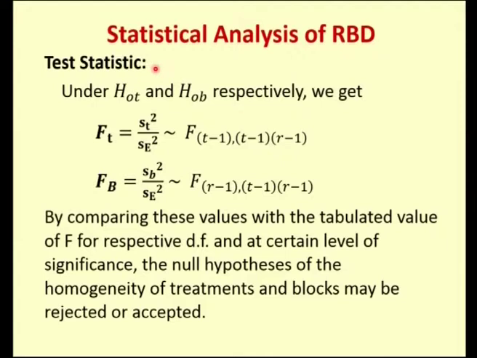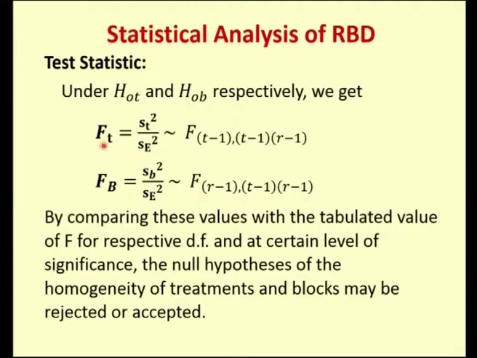and the test statistic under H naught, that is to test whether the blocks are homogeneous or the treatments are homogeneous, we have the test statistic F_t, which is equal to mean sum of squares due to treatments divided by mean sum of squares due to error, and it follows F distribution with t minus 1 comma (t minus 1) into (r minus 1) degrees of freedom. And to test the homogeneity of blocks, we have the test statistic F_B, which is defined as S_B squared divided by S_E squared, and it follows again F distribution with r minus 1 and (t minus 1) into (r minus 1) degrees of freedom.